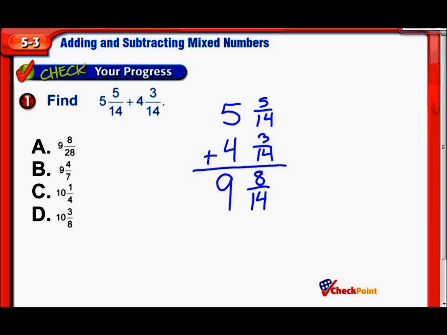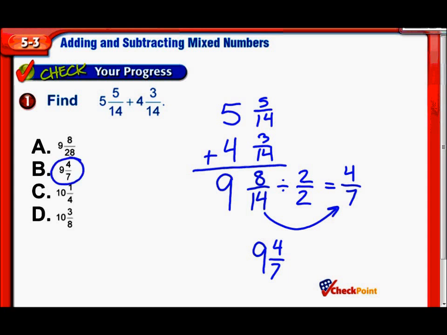We need to simplify. Looks like 8 and 14 are both even, so I could divide them each by 2. So I'm going to divide them by 2 halves. And let's see, that ends up equaling, 8 divided by 2 is 4. 14 divided by 2 is 7. All right, so 8/14 is actually 4/7. So that would make my final answer 9 and 4/7. There's that answer. Okay, let's press on.